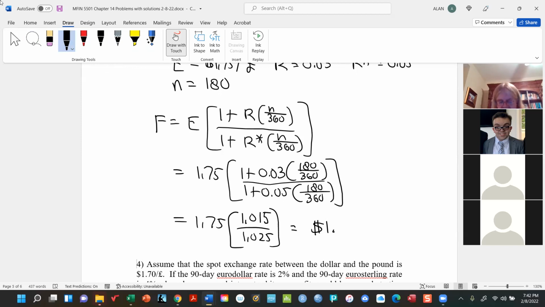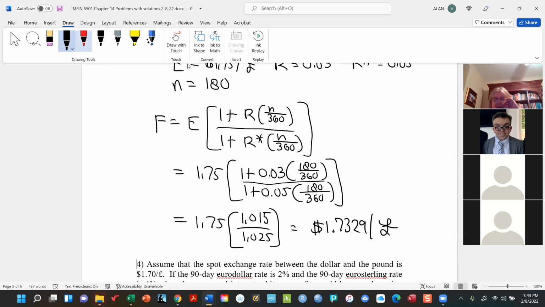Oh yeah, it's too easy to make mistakes. Oh no, hold on. 1.75 times 1.015 divided by 1.025. Oh, here we go. That's better. 1.7329 per pound. Oops. And that's the answer. That's all we needed.